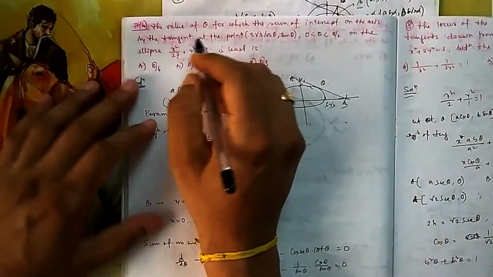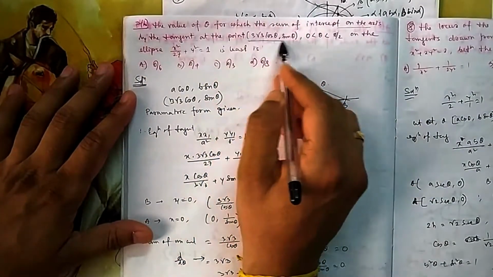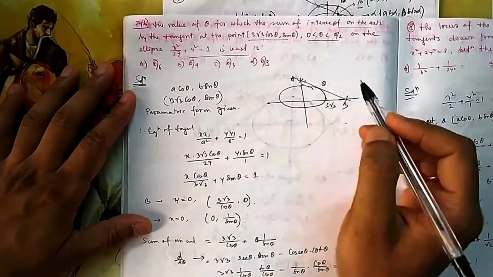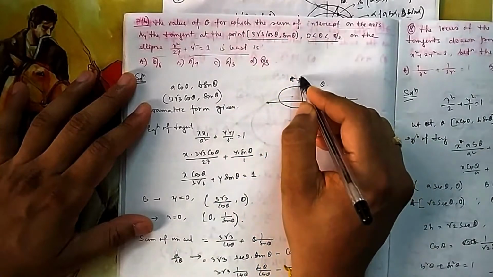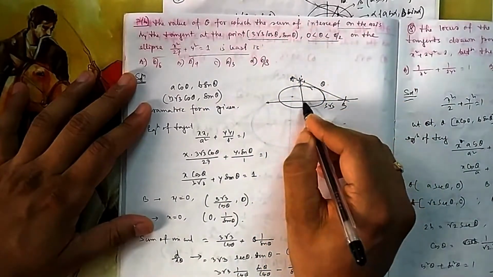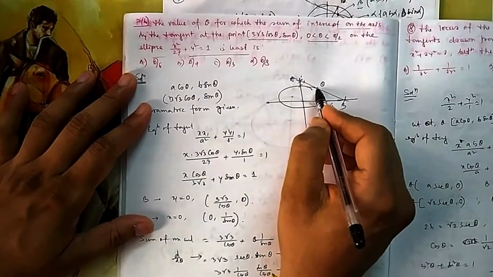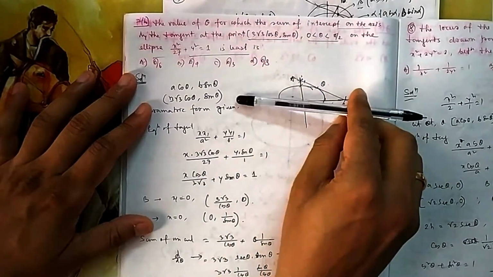Next, if you come to 7b, the value of theta for which the sum of the intercepts on the axes by the tangent at the point this, if theta is between 0 to pi by 2, on the ellipse, is least. So let's read one more time. The sum of the intercepts on the axes. This is one intercept, this is another intercept. So the sum of these two intercepts by the tangent. You draw a tangent at a point theta. Theta is between 0 to pi by 2, so obviously it is in the first quadrant.